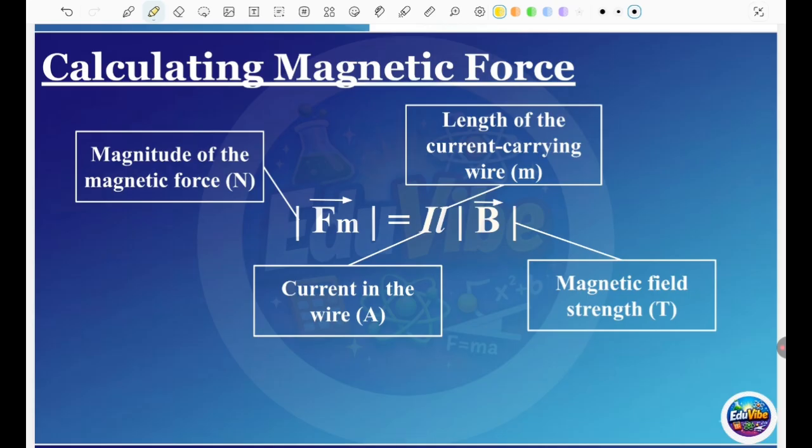We have been using the formula for calculating the magnetic force, which is QV times the magnetic field. But when it involves a current carrying wire, we use the formula Fm is equal to I L B. I is the current in amperes, L is the length of the current carrying wire in meters, B is the magnetic field strength in Tesla, and the force is in newtons. So that's the formula we have to use, and we have to find the quantity.